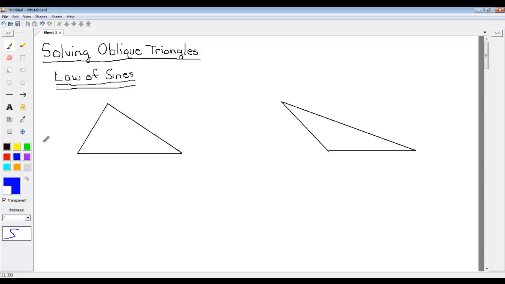We're going to label the sides a, b, and c, and the angles A, B, C. So the angles will have capital A, capital B, capital C for either one. And then for the sides, across from angle A we'll have side a, across from angle B we'll have side b, and across from angle C we'll have side c.